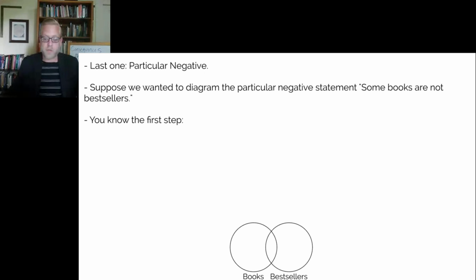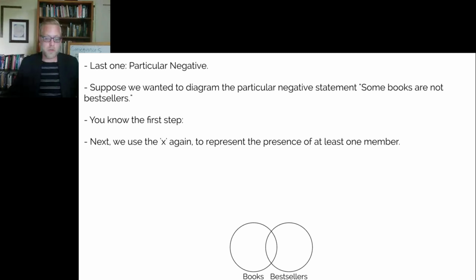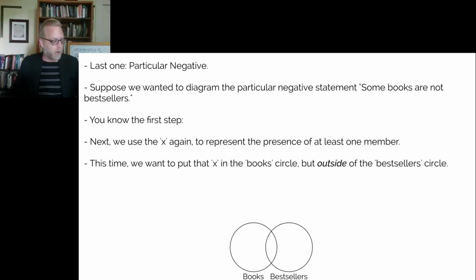With the logic of the previous one, you should know what it's going to look like. First step, of course, always the same: the two circles of the two categories. And then X means at least one member. What is "some books are not bestsellers" saying? It's saying there's at least one member of the book circle that's not inside the bestseller circle. So we're going to put an X outside of the bestseller circle, but still inside the book circle. So now we've represented there's at least one book that's not a bestseller. And that's just another way of saying some books are not bestsellers.